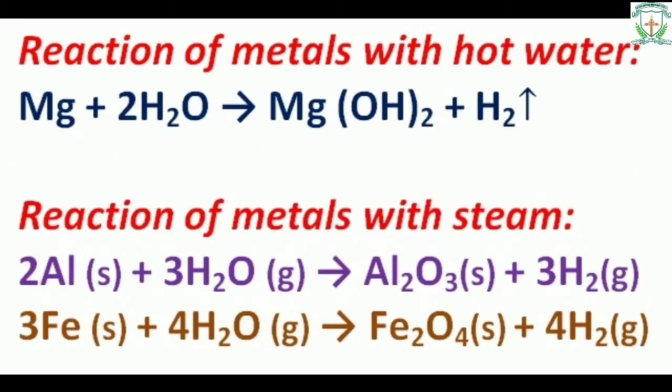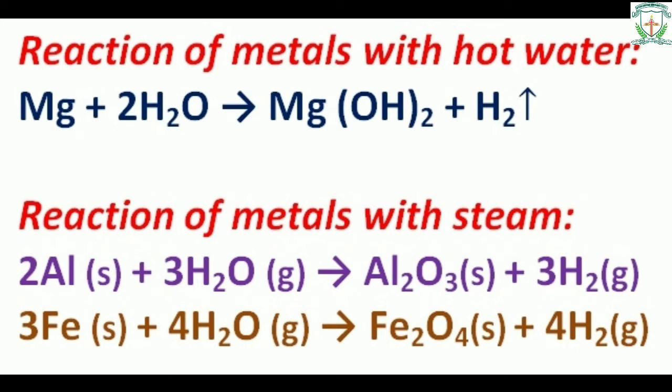Next we will try with hot water. Magnesium in hot water gives magnesium hydroxide. The reaction is as follows: magnesium, Mg, plus 2H2O gives magnesium hydroxide, Mg(OH)2, plus hydrogen gas. The liberated hydrogen gas bubbles onto the magnesium. Therefore, magnesium floats. The other metals fail with hot water.